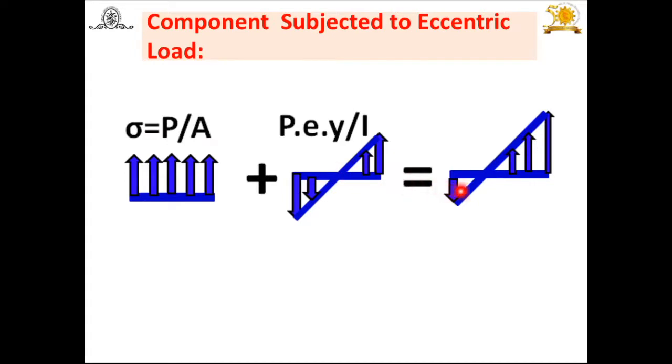You can substitute all these values, depending on the cross section. Then you have to superimpose the stresses. Depending on whether it is a direct tensile axial load or a compressive load, you will get sigma equals P by A plus or minus P e y by I, and P e is nothing but M_b, so M_b into y by I. In this way, by superimposing the direct stresses and the bending stresses, we can solve the problem of components subjected to eccentric load. Try to understand.